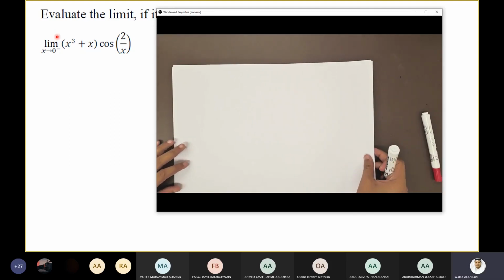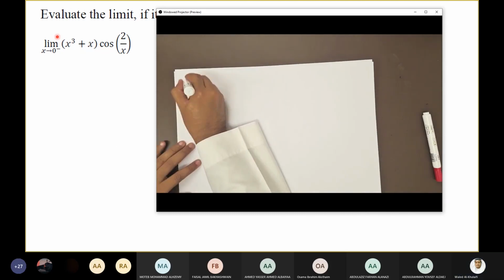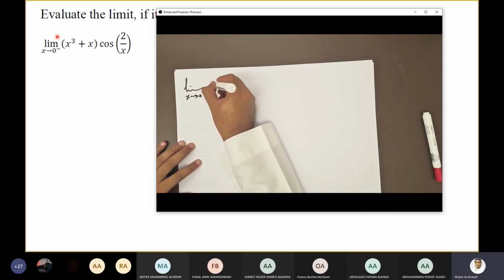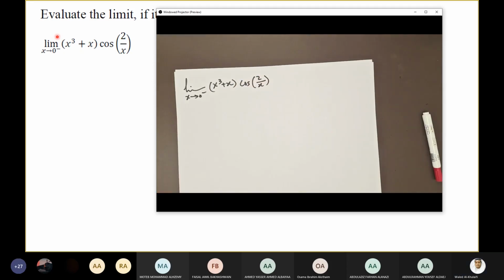Well, anyone else? Anyone other than Faisal? The limit as x approaching 0 from the left of x cubed plus x cosine 2 over x. Yeah, Abdul Malik? We use the squeeze theorem.